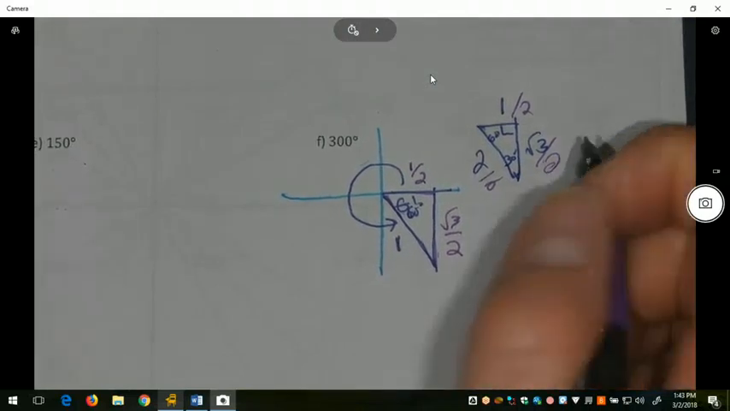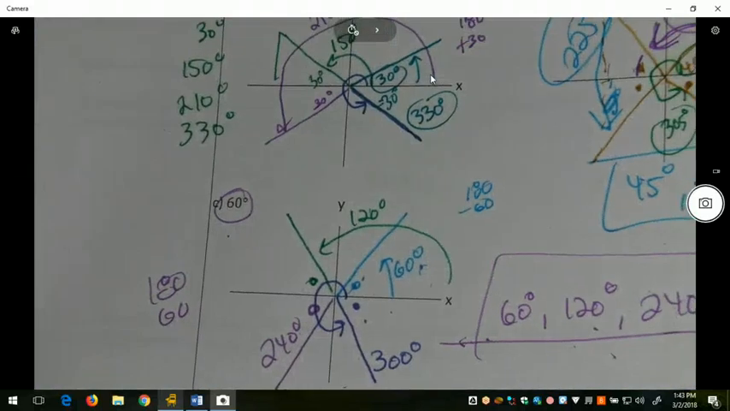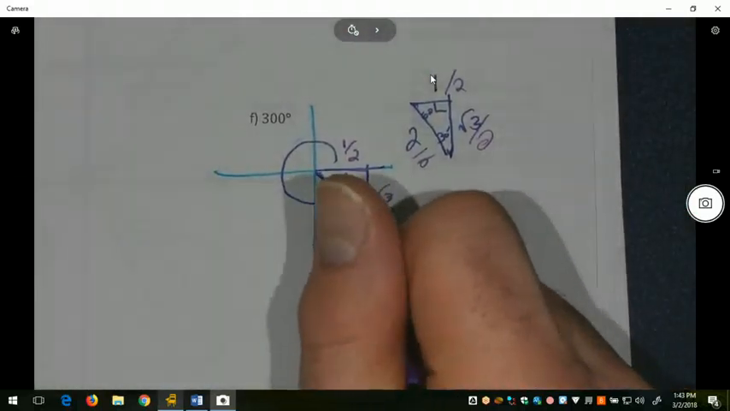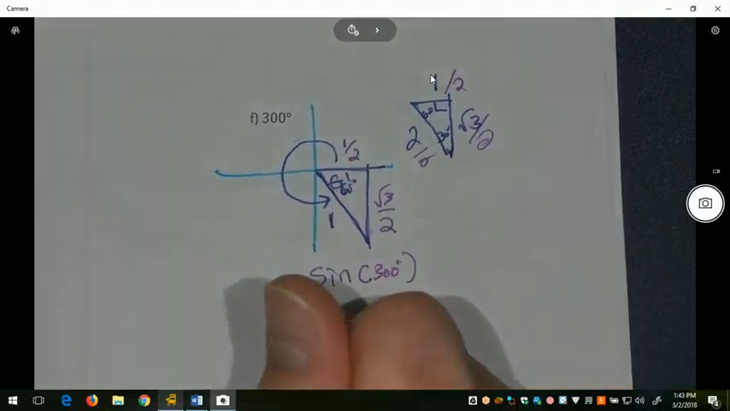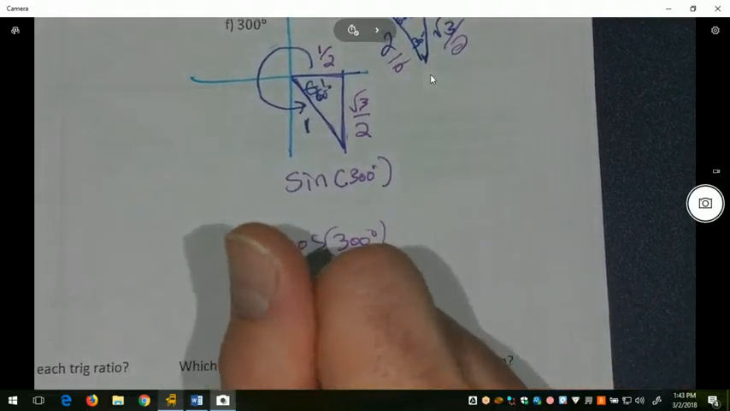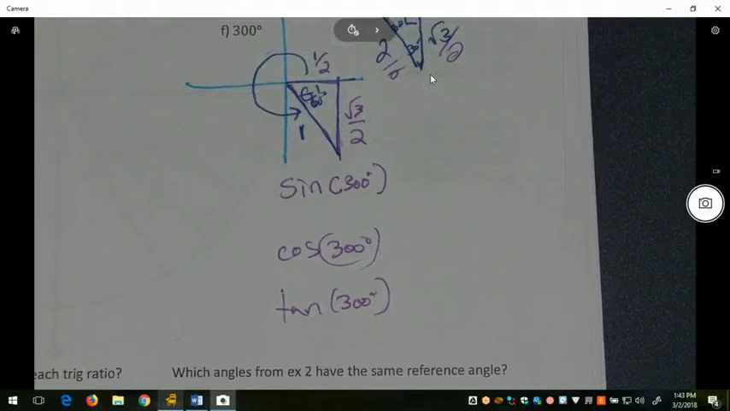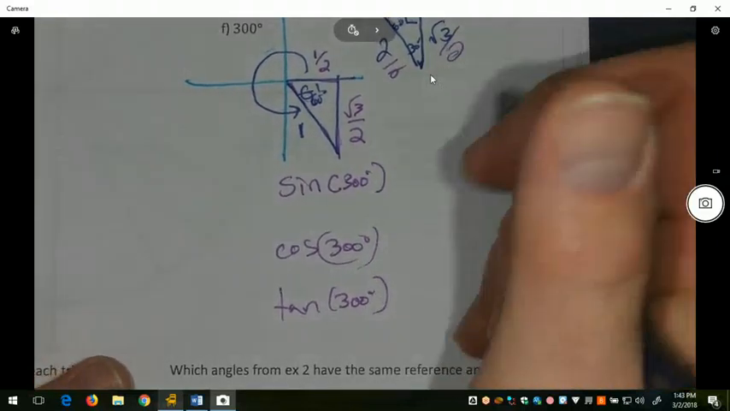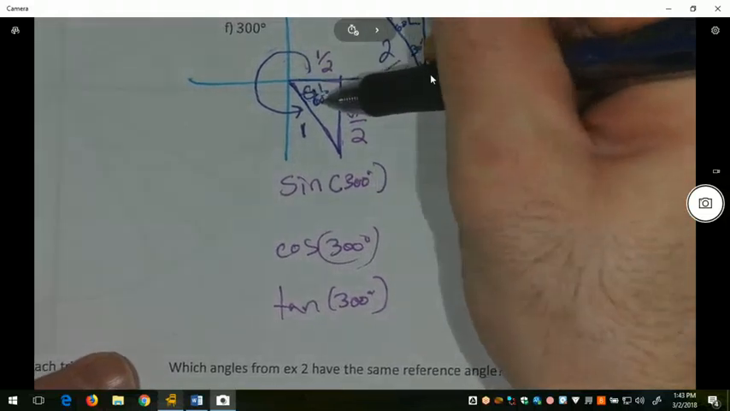Using similar triangles. So we're supposed to find sine, or we're supposed to find all 6. I thought it was just sine, cosine, and tangent. Yes. Sine of 300 degrees, cosine of 300 degrees, and tangent of 300 degrees.